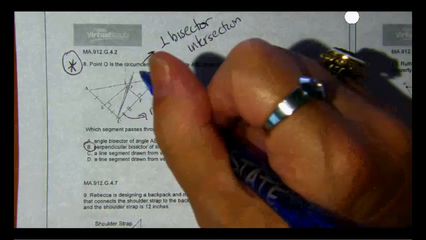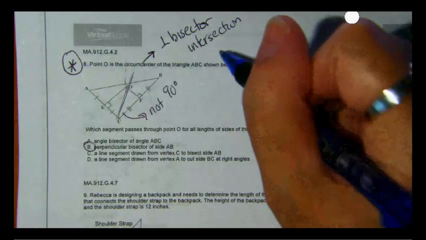Does that make sense, though, why it can't be C? It has to be perpendicular. If it says circumcenter, you're talking about perpendicular bisectors of the sides.